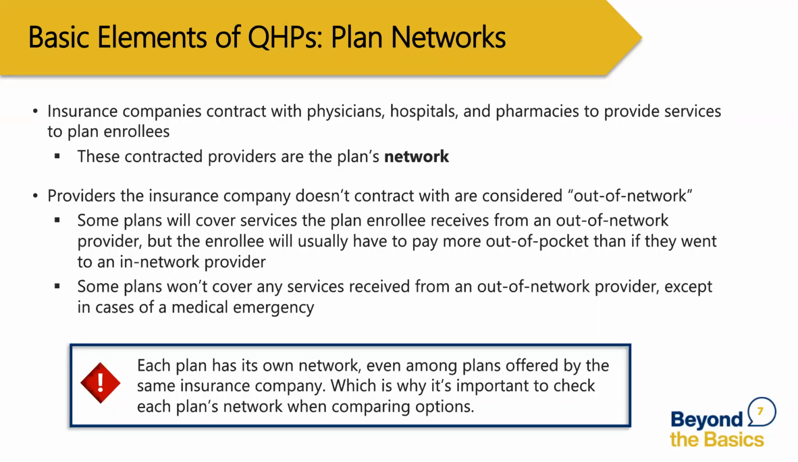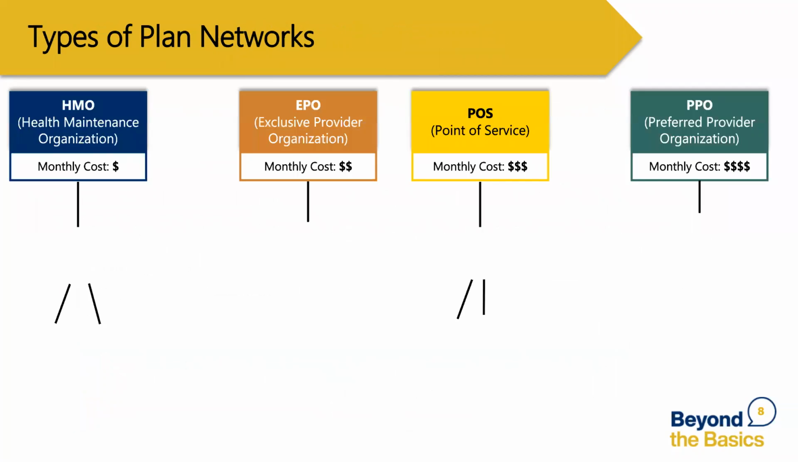So now we're going to talk about some of the different types of plan networks. There are these 4 basic types of plans: HMOs, health maintenance organizations; EPOs, exclusive provider organizations; POS plans, point of service plans; and PPOs, preferred provider organizations. First, let's talk about the HMO and POS types of plans.